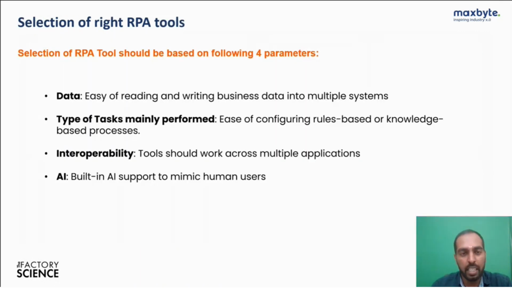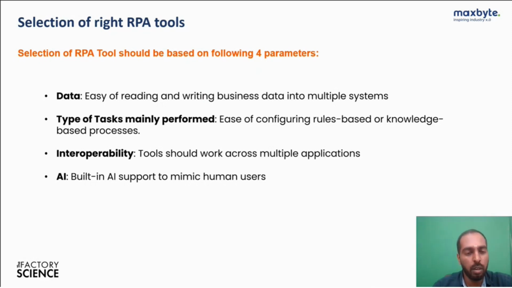So how to select the right RPA tool? There are 4 main parameters we need to consider before selecting an RPA tool. There are several RPA tools available in the market currently, so I will come into that at a later stage. The first parameter will be data. So how easy is reading and writing business data in multiple systems for that particular RPA tool. The second one will be the type of tasks mainly performed, whether it is easy to configure, whether these tasks are rules or knowledge based process. So these we need to consider.